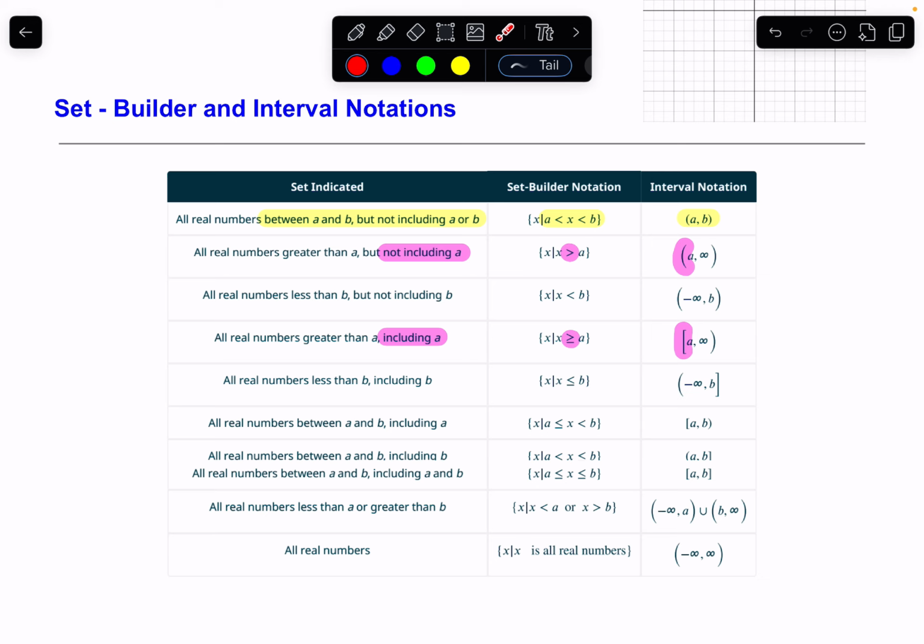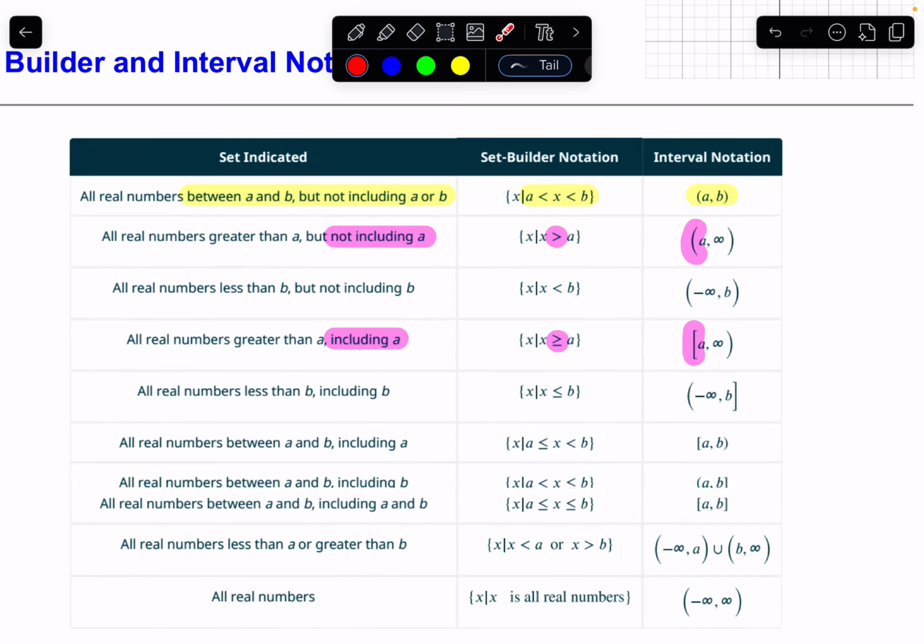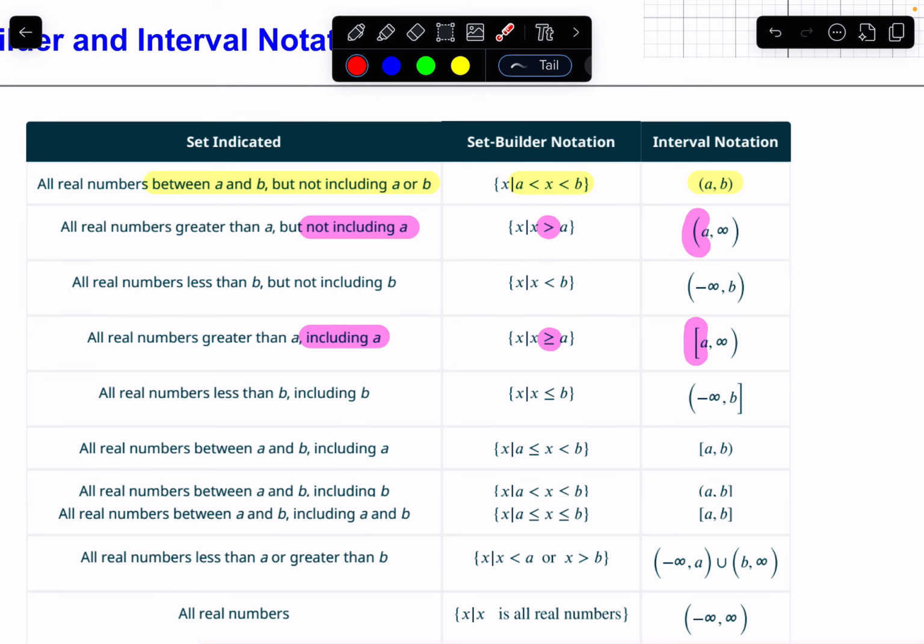There's just a couple of things I have highlighted here that I want us to talk about before we dive into the lesson. So up here at the top in yellow, if we want to describe all real numbers between A and B, but not including A or B, we could do that in set builder notation by saying, how you would say this one right here out loud is the set of all X such that A is less than X, which is less than B. Or you could say it as the set of all X such that X is between A and B.